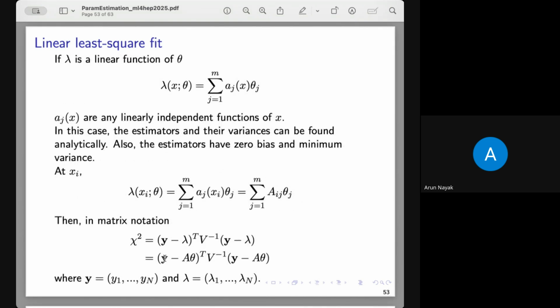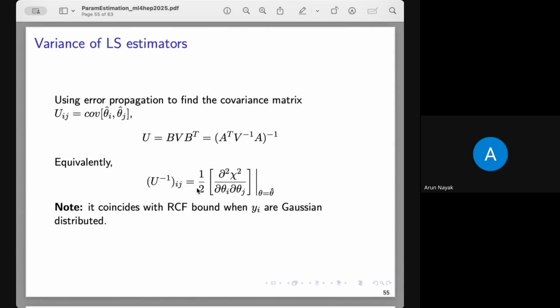Okay, so you will get of this form, and so the inverse of the covariance terms of theta i, theta j would be simply half of the second derivative of chi-square with respect to theta i, theta j evaluated at theta hat. Okay, and as you can see, this coincides with the RCF bound when the yi are Gaussian distributed. When the yi are Gaussian distributed, chi-square corresponds to minus 2 ln L, and this will coincide with the RCF bound.